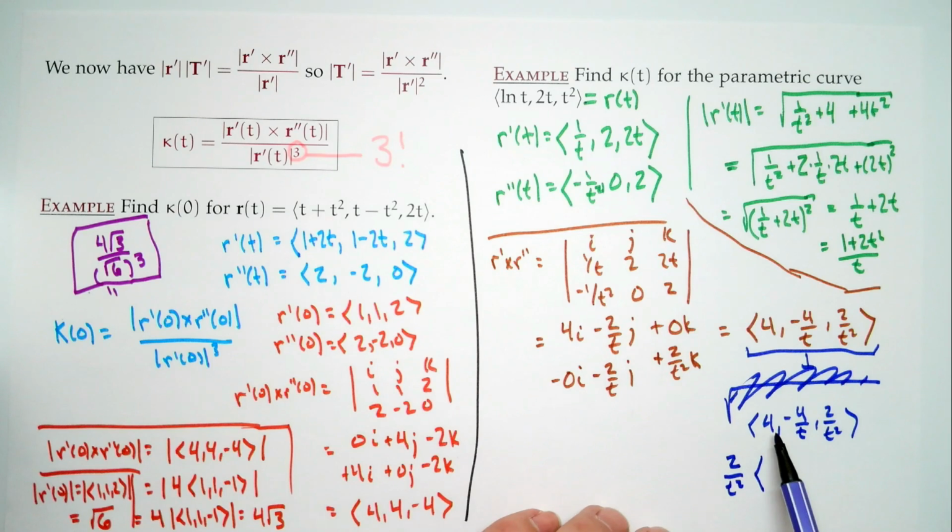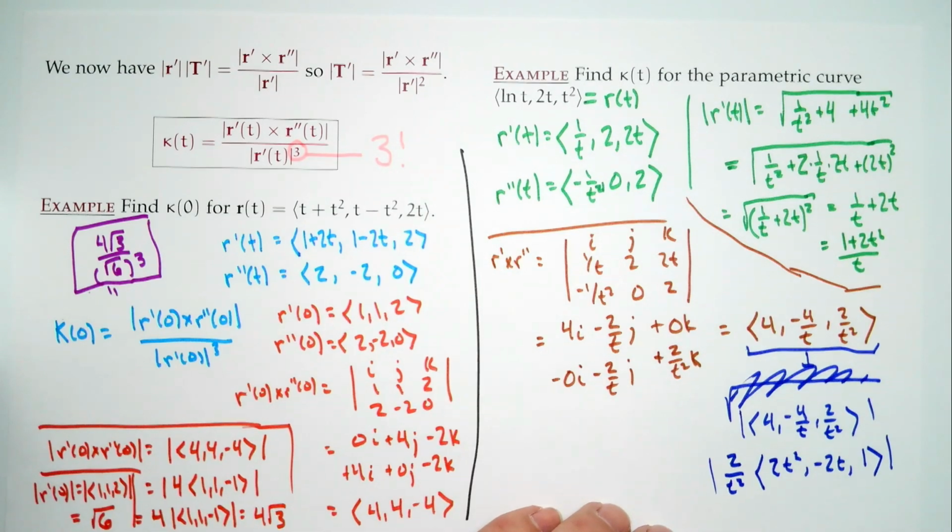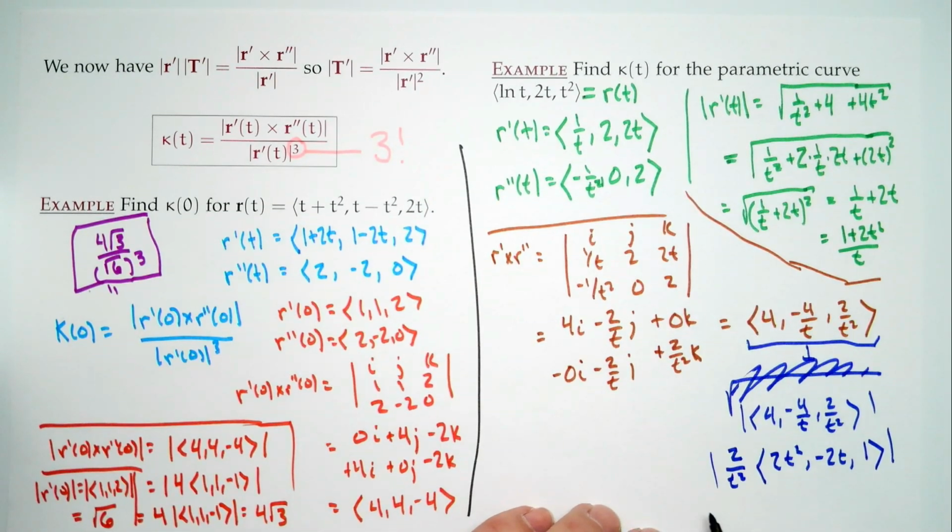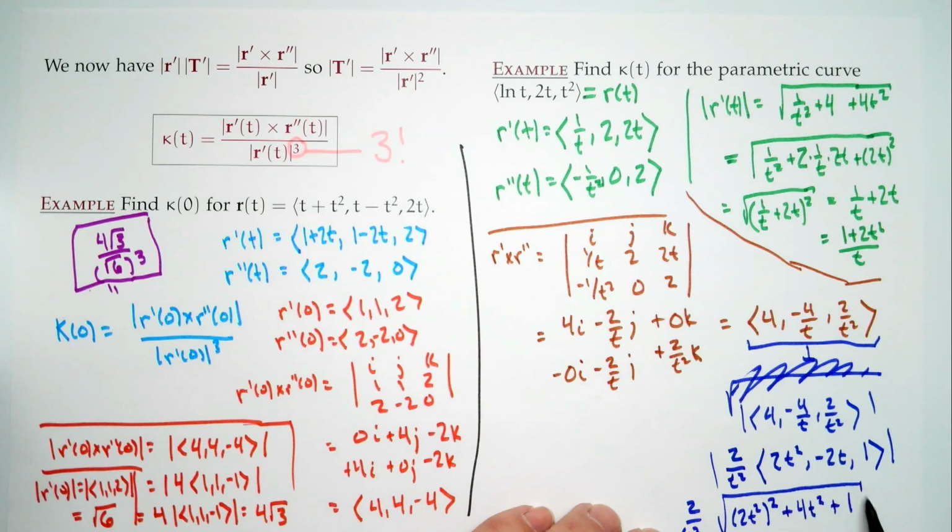If I pull that out, what's left in the first slot? 2t squared. In the second slot? Negative 2t. In the last slot? 1. Okay, so we take the magnitude of this. The 2 over t squared in front stays the way it is. Then we're going to have the square root of 2t squared squared plus 4t squared plus 1.